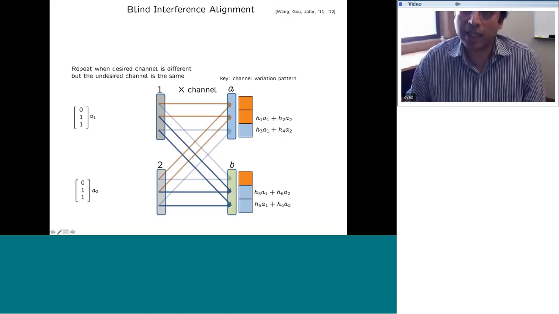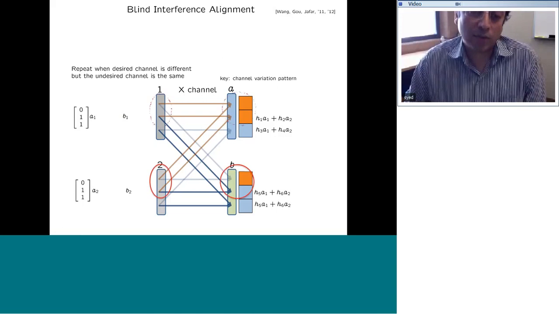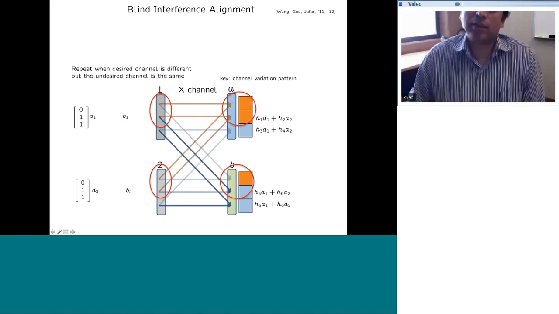That's where the alignment is happening. So you can see that there is an alignment because the undesired variables are appearing twice in the same way. Now let's consider variables B1 and B2. These are desired for receiver 2. We need to find two channel uses where the desired channel changes, but the undesired channel remains the same. These are channel uses 1 and 2.